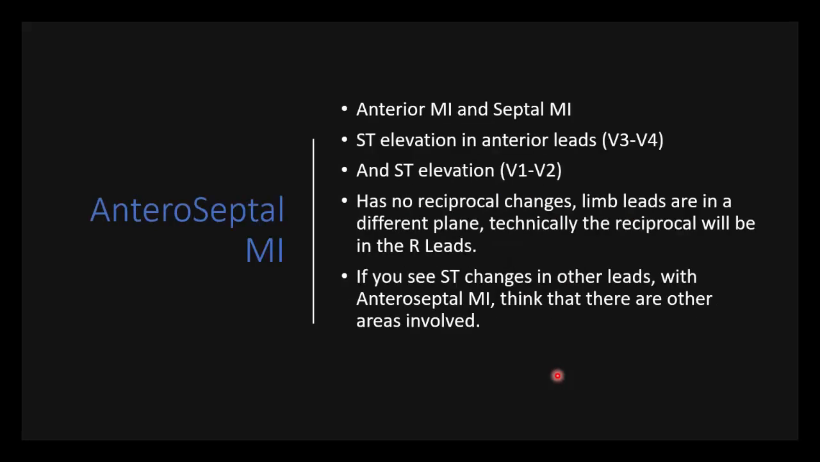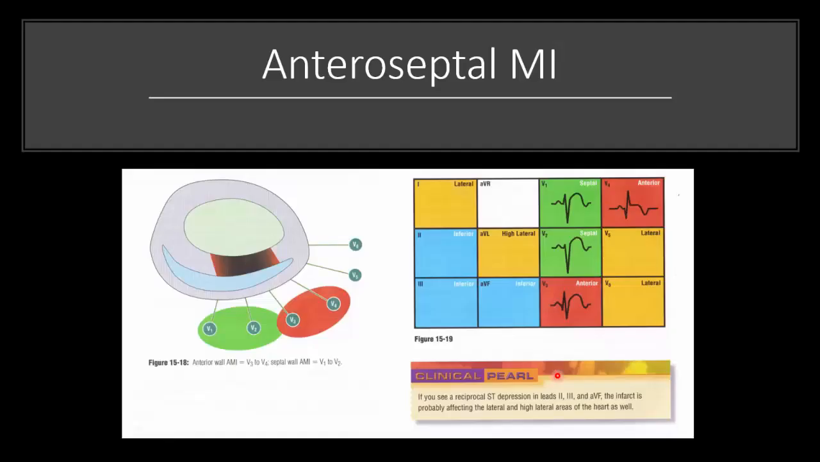So this anteroseptal reciprocal changes, again, the limb leads are in a different plane. Technically, the reciprocal will be in the R leads. If you see ST changes in other leads with anteroseptal, then you probably want to consider that there are other areas involved. So, for example, if you do see leads 2, 3, and AVF ST changes, then most likely that's going to indicate that there is inferior involvement as well. So your anteroseptal leads here, you'll see changes here in V2, V1, V3, and V4.